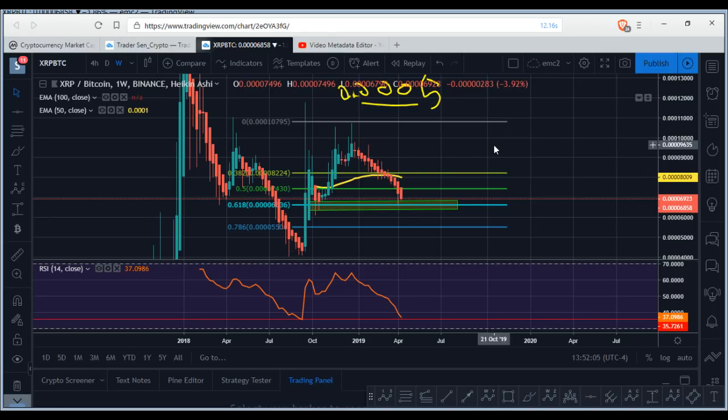All right, so let's go ahead and take a look at Stratis next. Stratis is looking extremely bullish, man. It's one of my top 7 picks, not of the year, but of April. I think it's Stratis, Tron, Zilliqa, not Zilliqa.